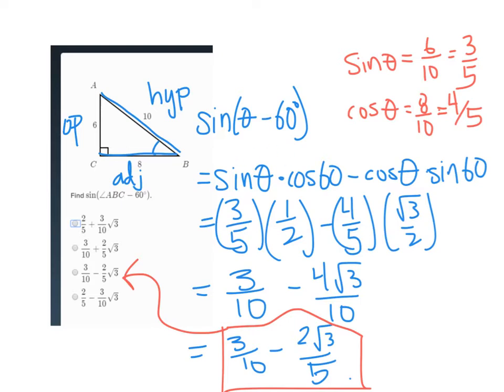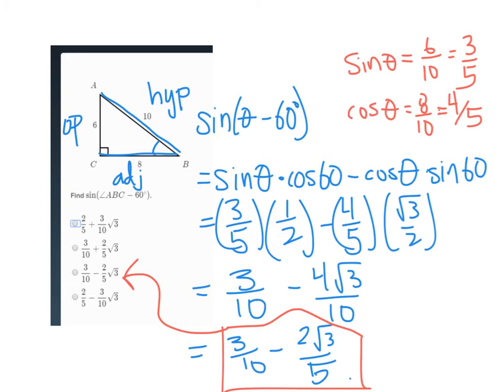So looking at our subtraction identity, it looks like sine of the angle times cos 60 minus cos of the angle times sine of 60. So here's where we got these values. Sine of the angle is 3/5. Cosine of 60 from our unit circle skills, minus cosine of the angle, which is 4/5, times sine of 60, which we get from our unit circle skills.